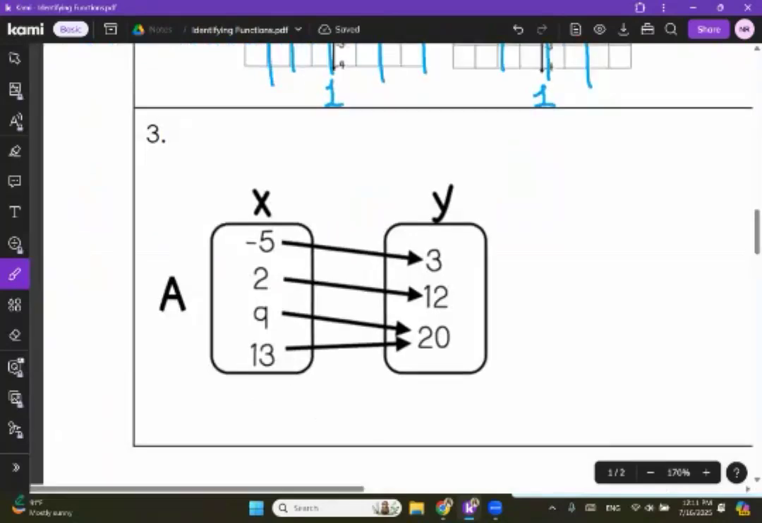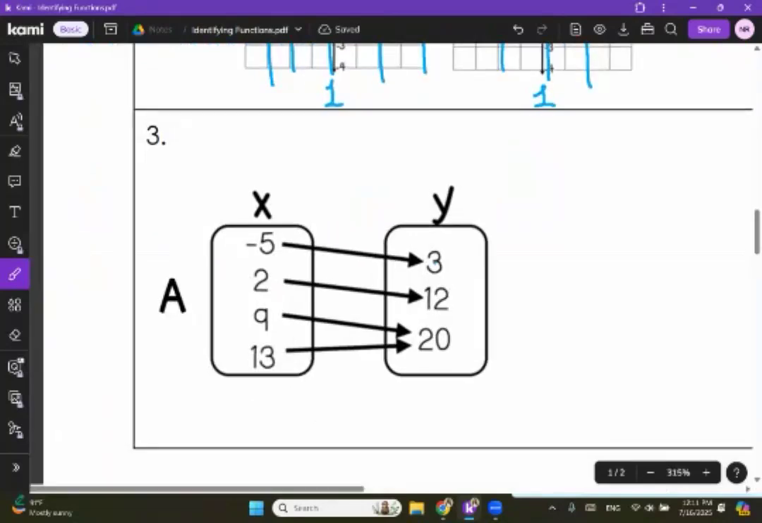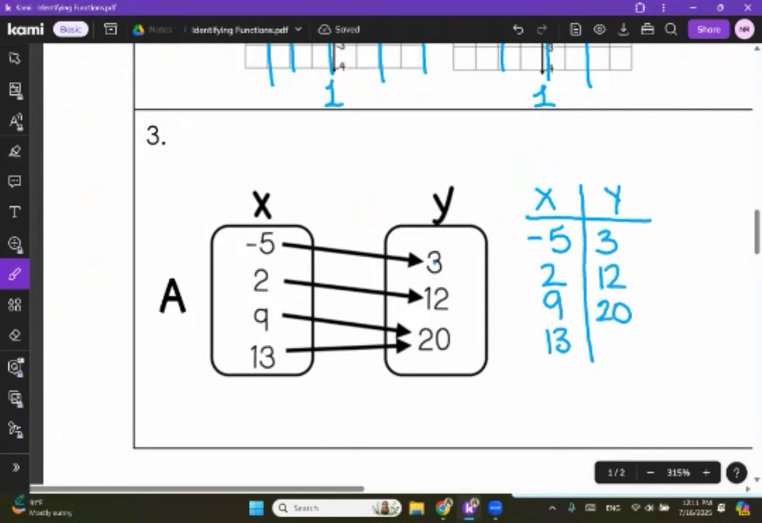So if we look at this one, 5 pairs up with 3, 2 pairs up with 12, 9 with 20, 13 with 20. Same concept though, you do not want to focus on the Y values. To make this easier, I always tell everybody that you need to make a table out of this map. So -5 pairs up with the 3, 2 pairs up with the 12, 9 pairs up with the 20, 13 pairs up with the 20. Same concept as the table above.